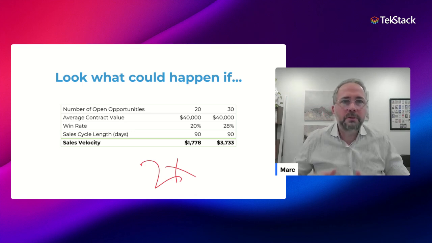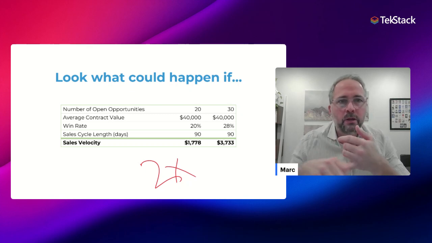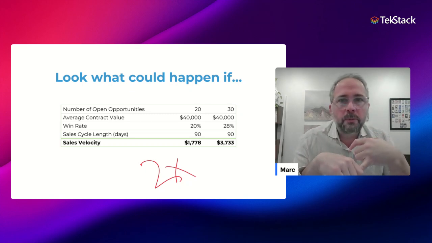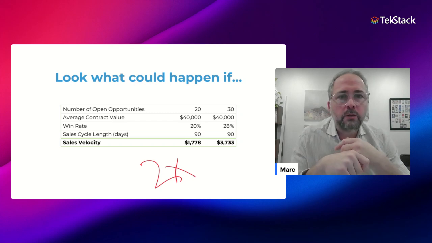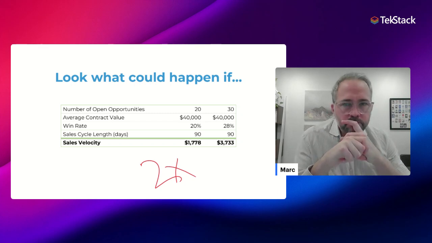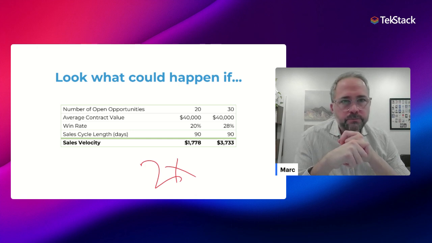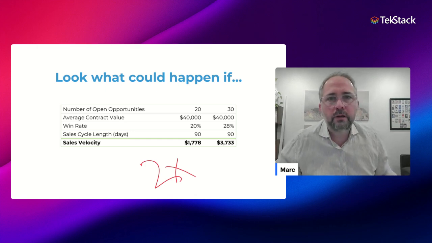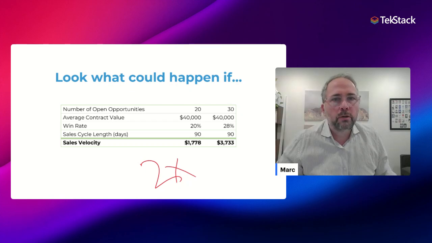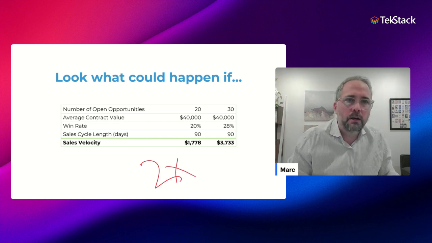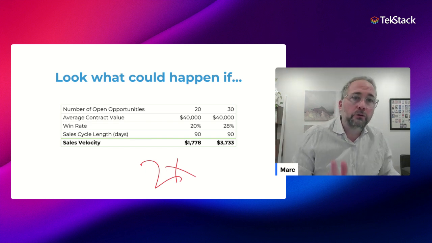Okay, so what can happen if I can just move those two numbers? In the first example that we had here, we had an organization with 20 open opportunities, average contract value of 40, win rate 20, sales cycle length of 90. Their sales velocity was $1,700. Simply by moving the number from 20 open ops to 30 and improving our win rate to 28%. Like, that's not a small leap. That is a big leap, but a doable leap.